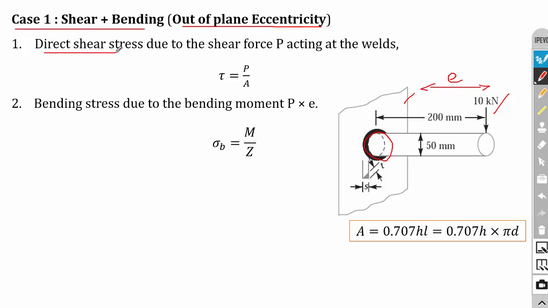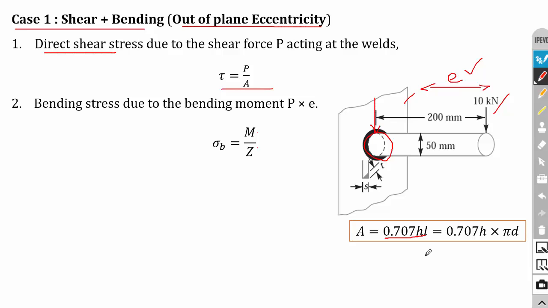So here the primary stress is shear stress because we know that the load will directly act here. Okay, and in the case of secondary stress, the eccentricity will be considered. So sigma b is equal to M by Z, that is bending moment divided by section modulus. So here the only difference is, in the previous example, we know how to calculate the area for weld region, that is 0.707 h into L.